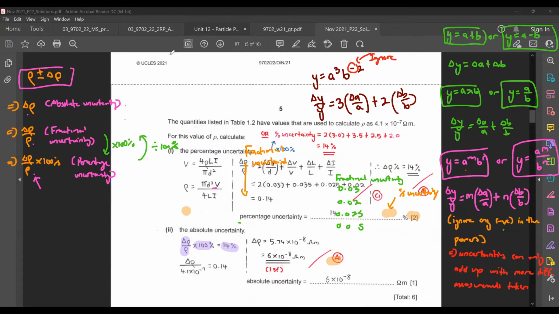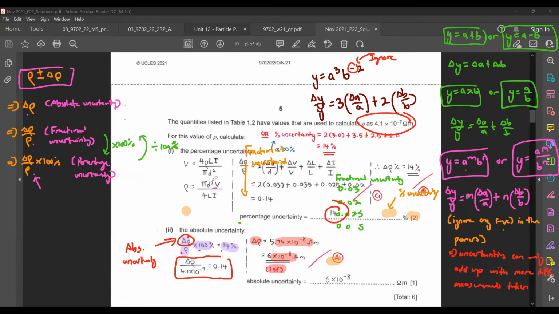So you want the absolute uncertainty, you want this one. This one is your absolute uncertainty. So you need to sum in the values for everything else inside to get this delta rho. You already know the resistivity as here. They already told you the value. You already know the value of percentage uncertainty as 14%. So you know all this already. So just sum everything in. Delta rho is equal to 0.14 times 4.1 times 10 power minus 7. You're eventually going to get your absolute uncertainty as this value.